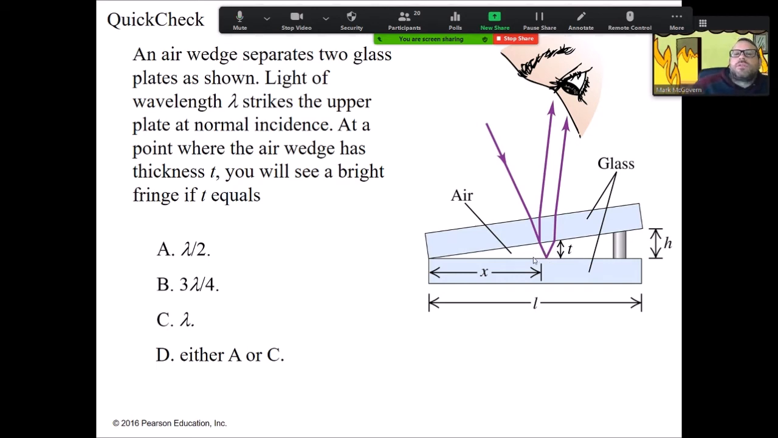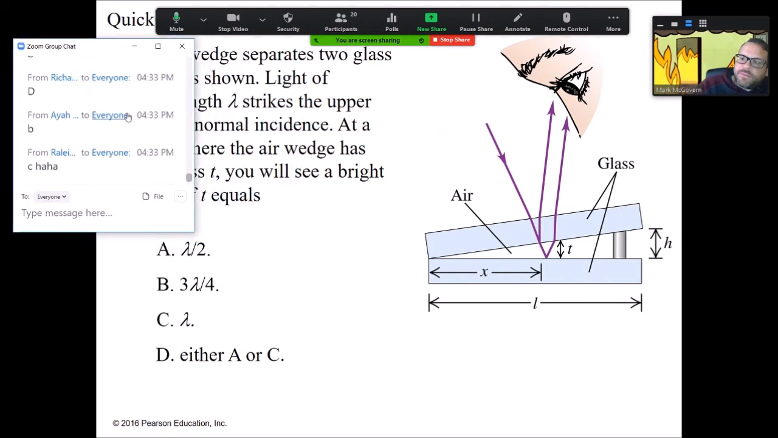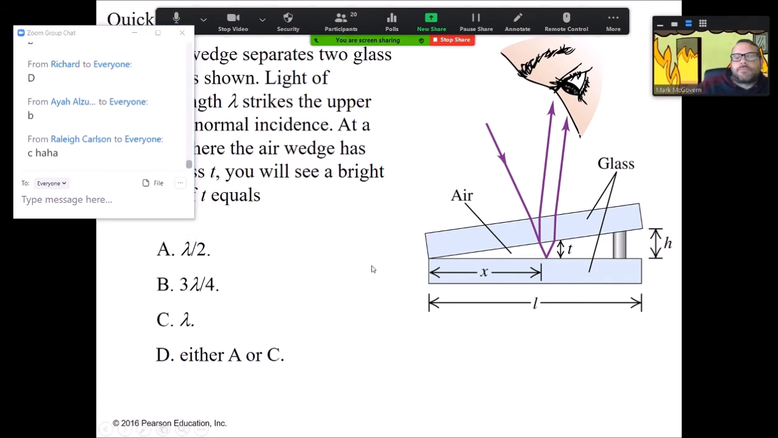Okay? So, given that circumstance, where are you going to see the bright fringe? So think about it. You've got to think about the phase differences. Let's think about the phase shifting. You're going from glass to air, higher to lower, no phase shift. Air to glass, phase shift. You have a relative phase shift here.